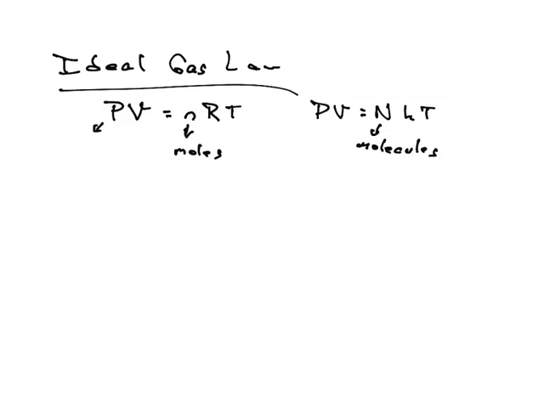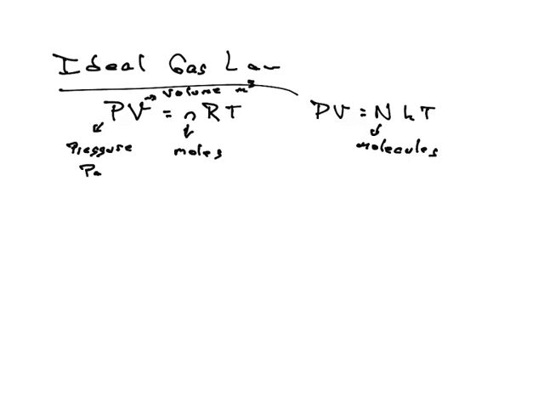P, of course, is pressure. Units of pressure are pascals. V was volume. Volume is in cubic meters. And here, because this is the absolute temperature, there's no delta T, no change in T. Here we have to use Kelvin again.